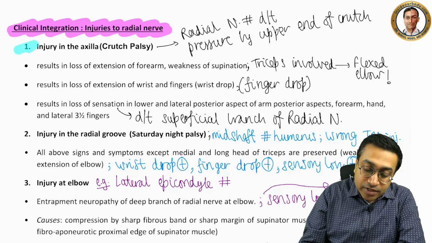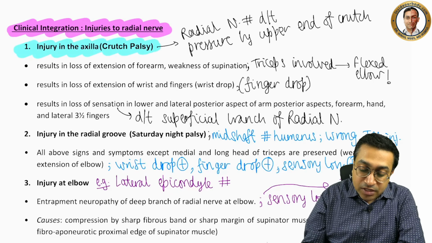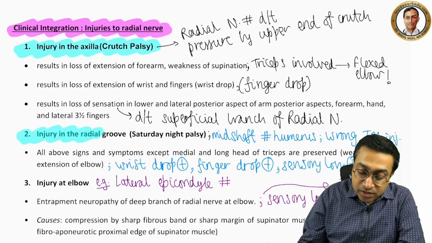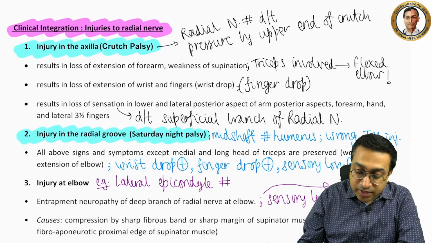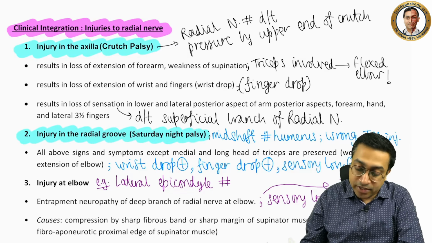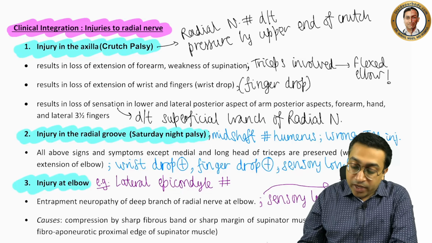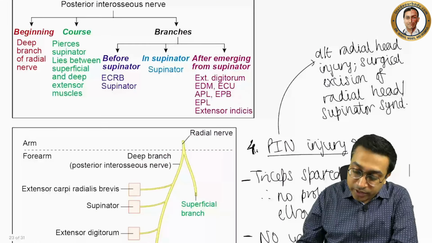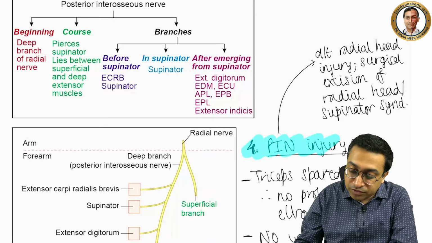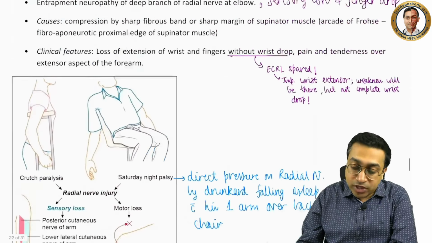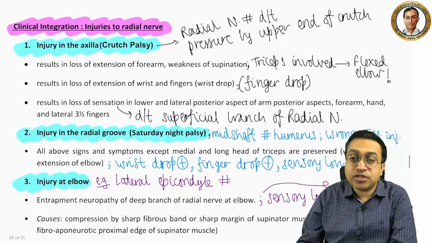Number 1, that is injury in the axilla region. Then we will see injury in the radial groove region, that is the Saturday night palsy, classically known as Saturday night palsy. Then we will see the injury at elbow. And we also have the 4th point, that is the posterior interosseous nerve injury. So we have to study in 4 headings for the nerve injuries related to the radial nerve.